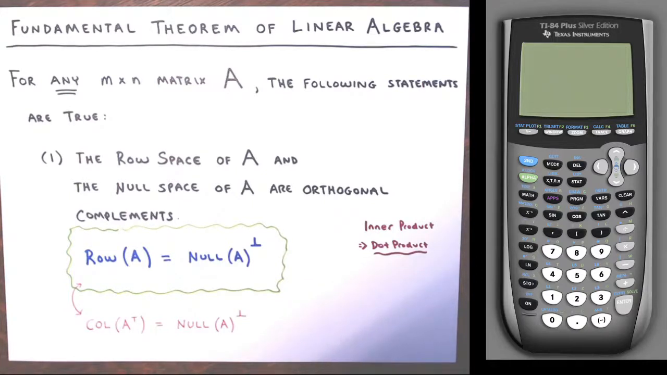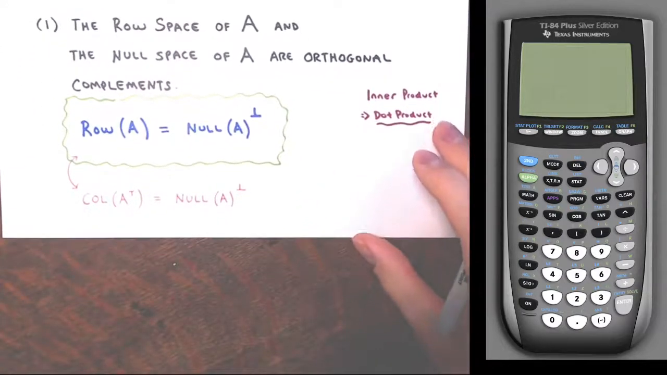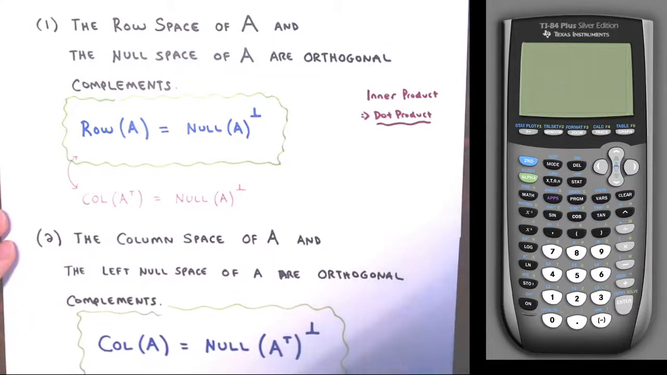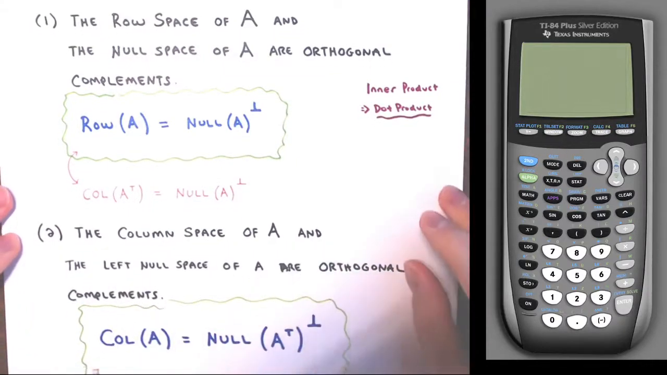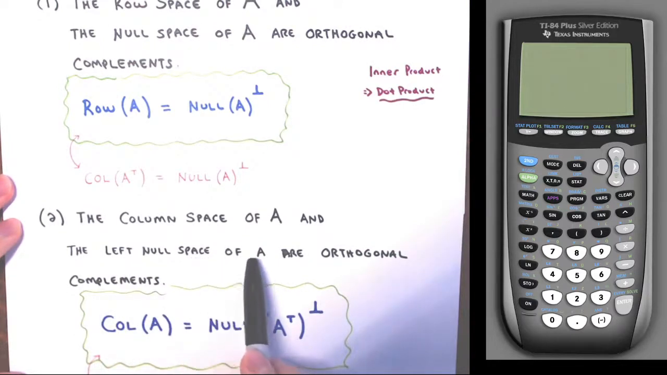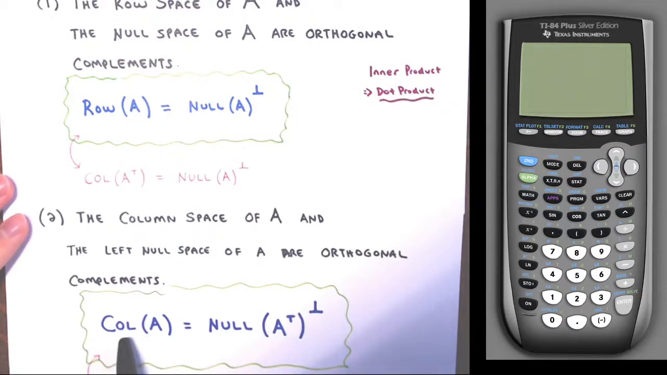All right, so the row space of a matrix and its null space are orthogonal complements. And that really leads me into the second statement as well, where the column space of a matrix and the left null space of the same matrix are also orthogonal complements. Symbolically, the column space of A is equal to the orthogonal complement of the null space of A transpose, remember the left null space of A is just the null space of A transpose.